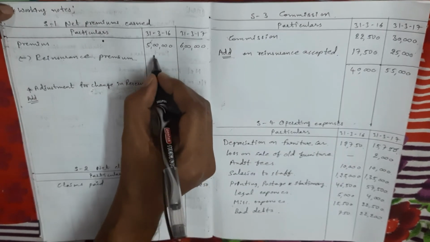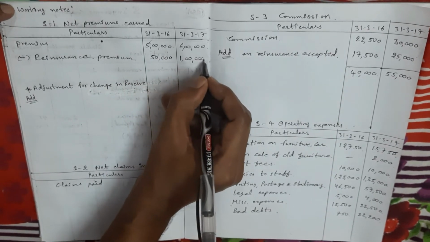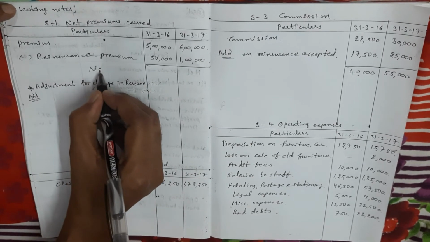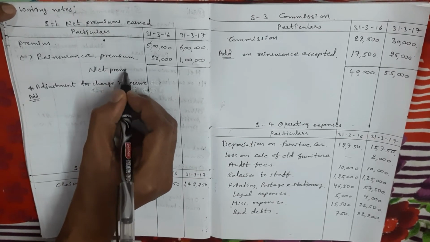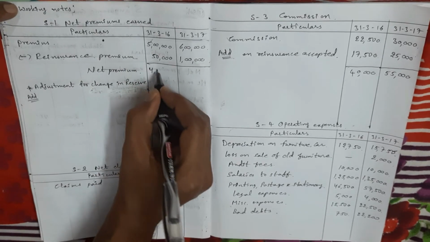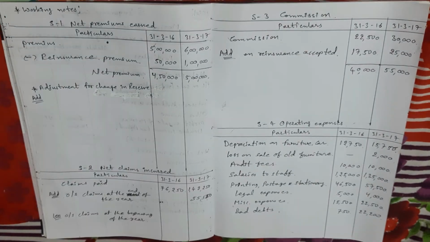Reinsurance premium last year 50,000 and present year 1 lakh. The balance amount is net premium amount. It is last year 4,50,000 and present year 5 lakh. In adjustments, the first adjustment is very important.